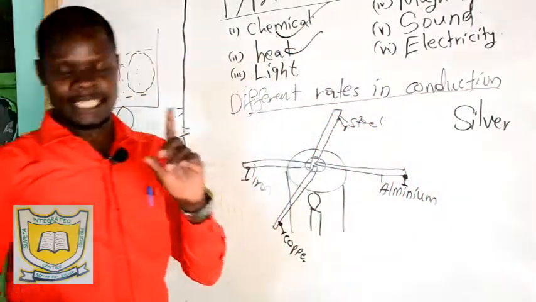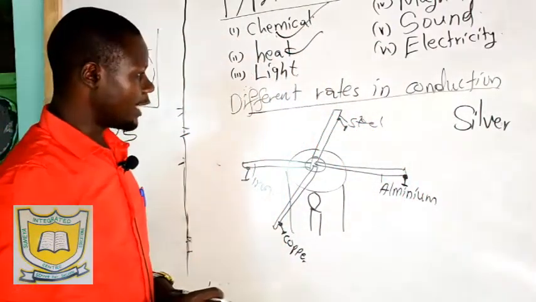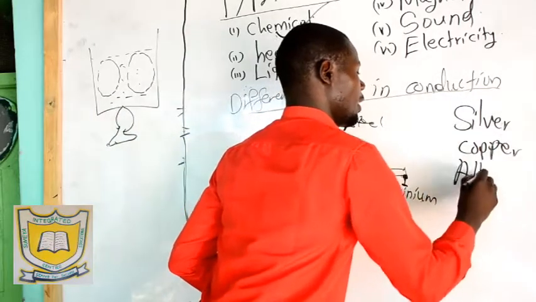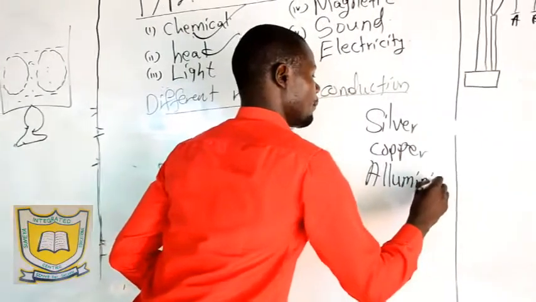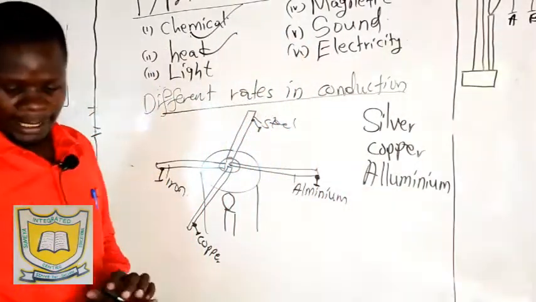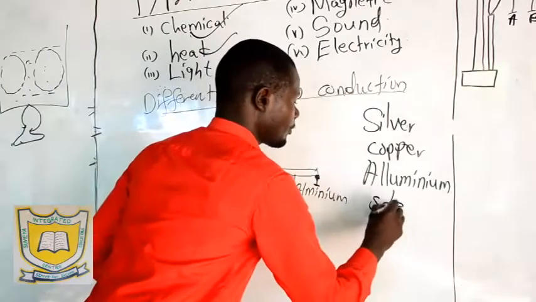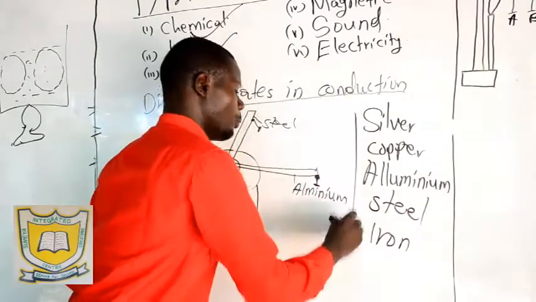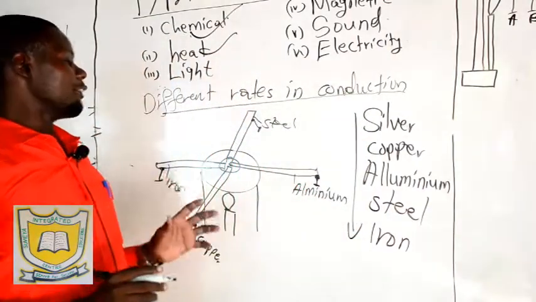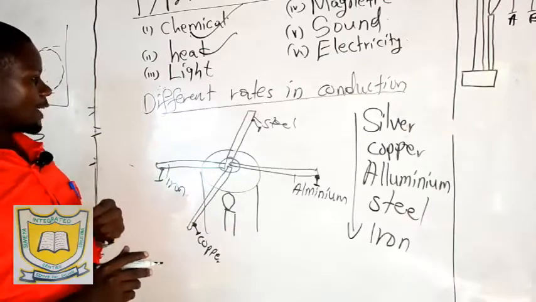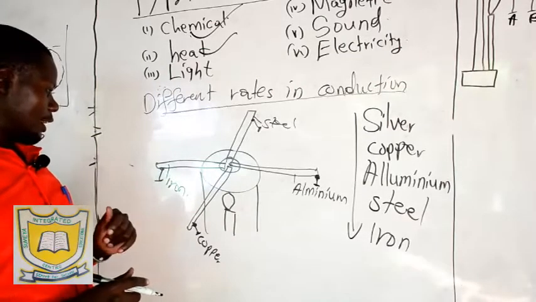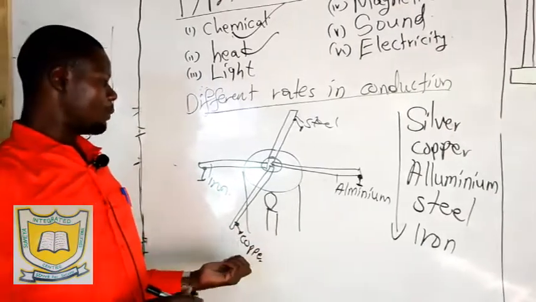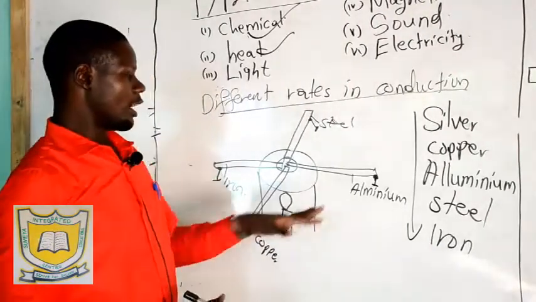Silver is always the best conductor of heat, followed by copper, followed by aluminium, followed by steel, and then we have iron. From the top to the bottom, you will find that if you have performed this experiment, for example, in our experiment here, we don't have silver here. But if we had silver, the pin from that silver would have dropped faster than the other metals.